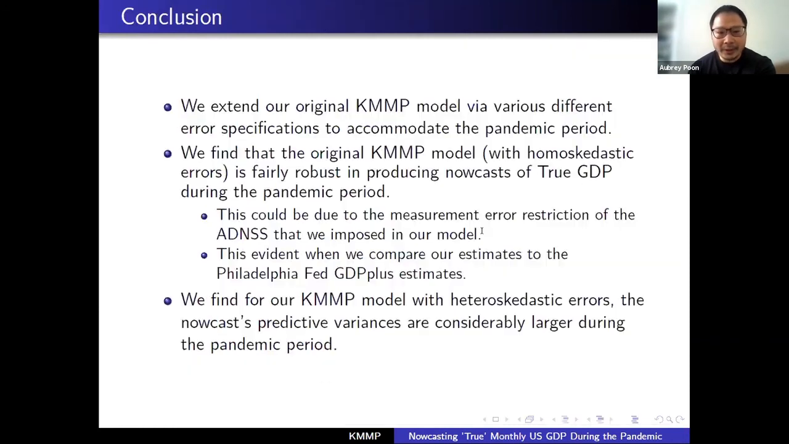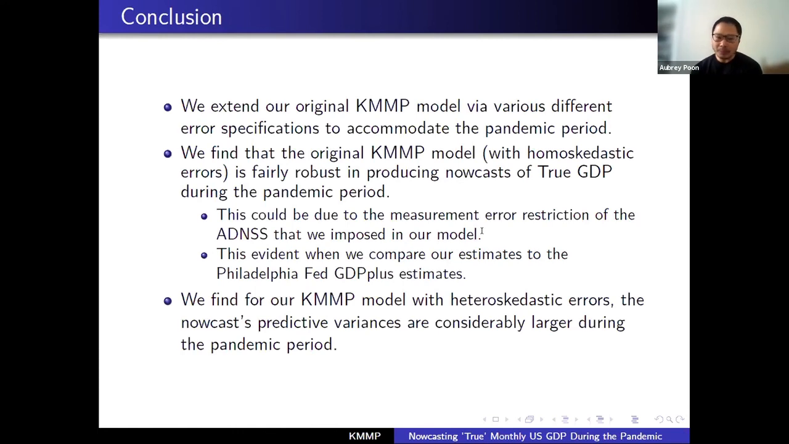Okay, so to conclude, basically what we do is we extend our original KMMP model via various different error specifications to accommodate the pandemic period. The main takeaway is that we find our original model with the homoscedastic errors is very robust in producing the nowcasts of true GDP during the pandemic.